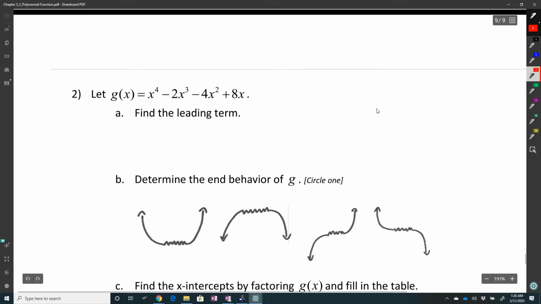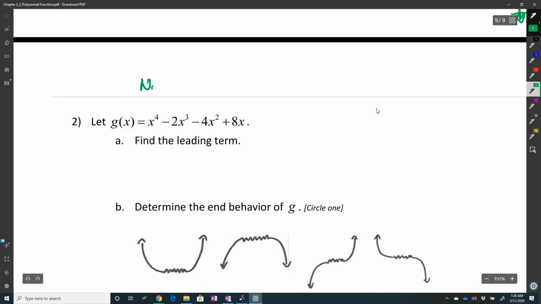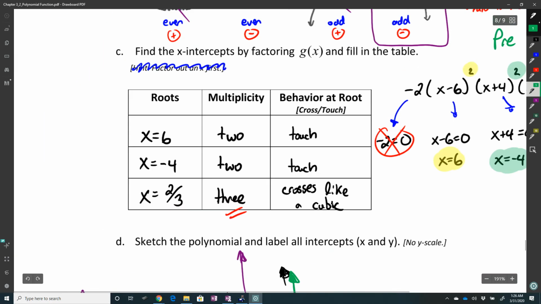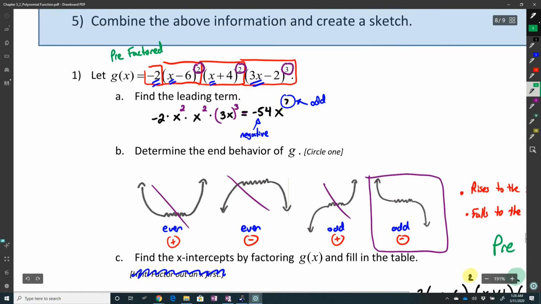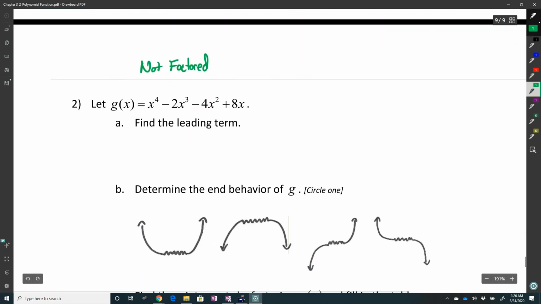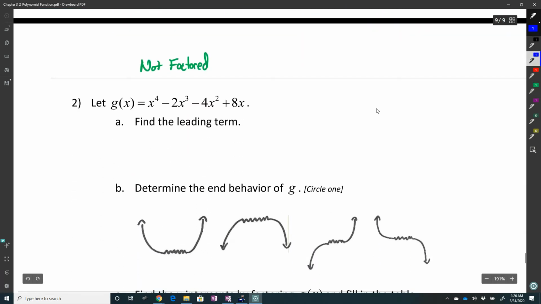All right. So notice that this is not prefactored. So unlike the one on page 14, where it was already factored, and so for the leading term we had to multiply the leading term of each group, here the leading term is just literally the largest exponent. So my leading term is just x to the 4th.